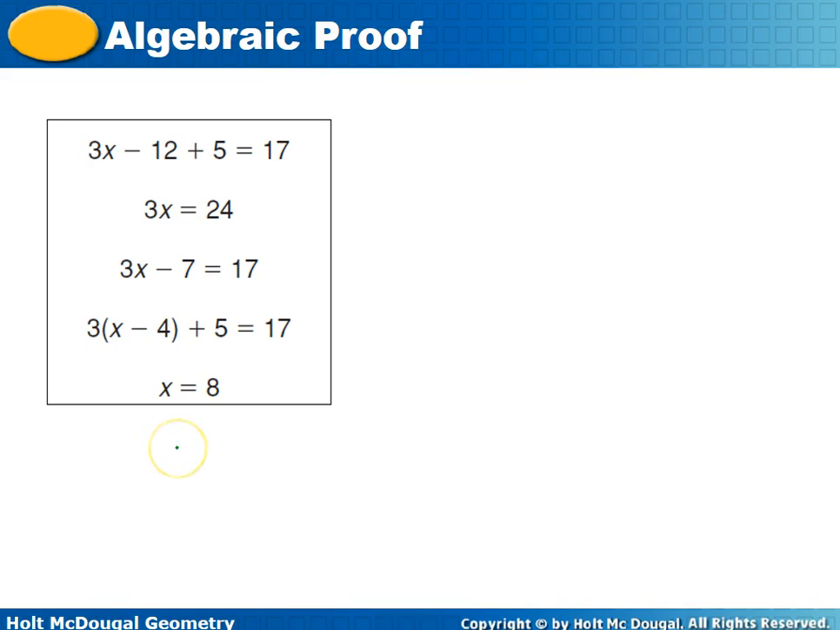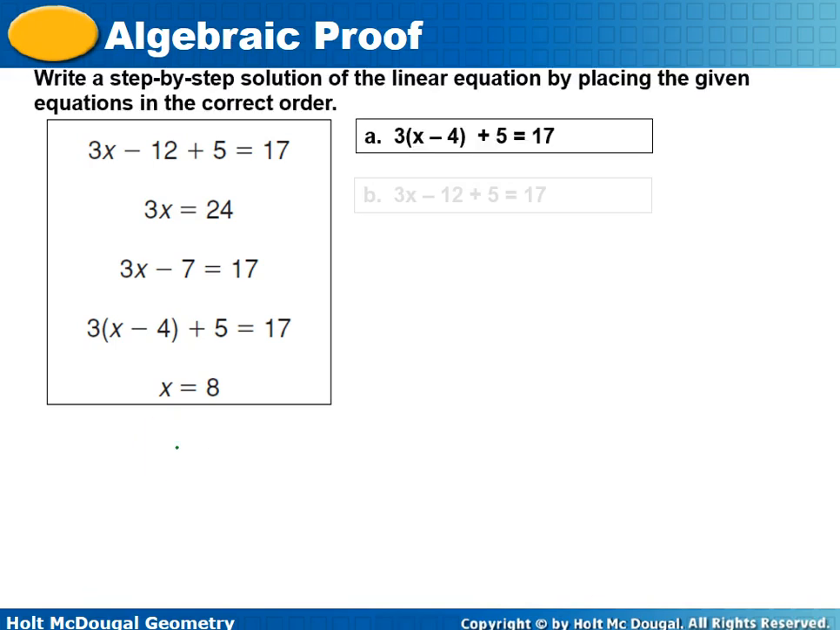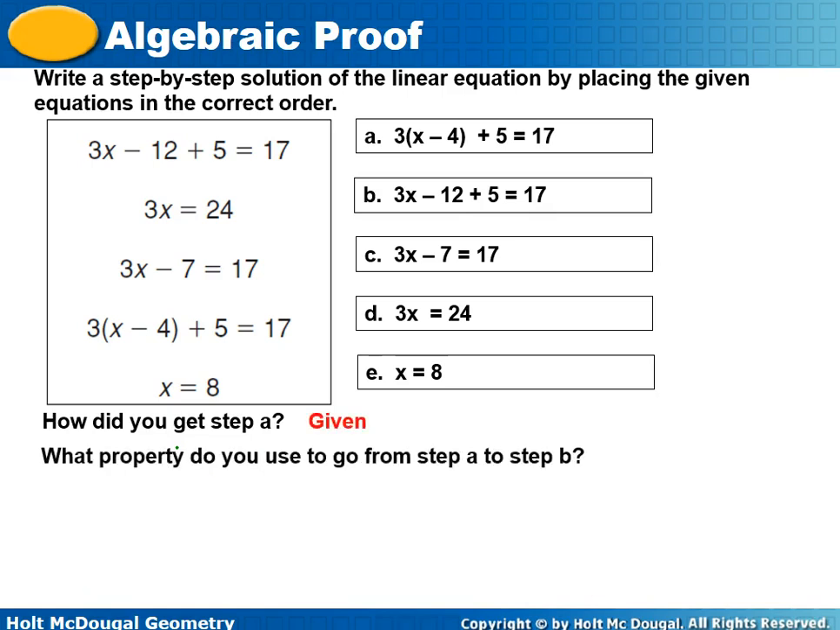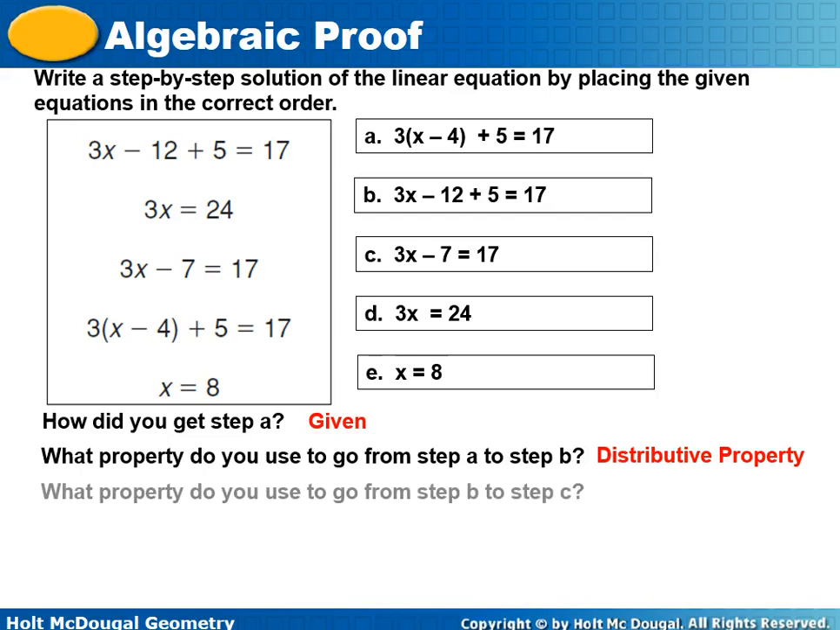So now we're going to go back to that original problem that we did, and we're going to look through each of these steps here. So it says, how did you get to step A? Well, I gave you step A, so step A was given. What property do you use to go from step A to step B? This time we're using the distributive property because we distributed that 3 to both the x and the negative 4.